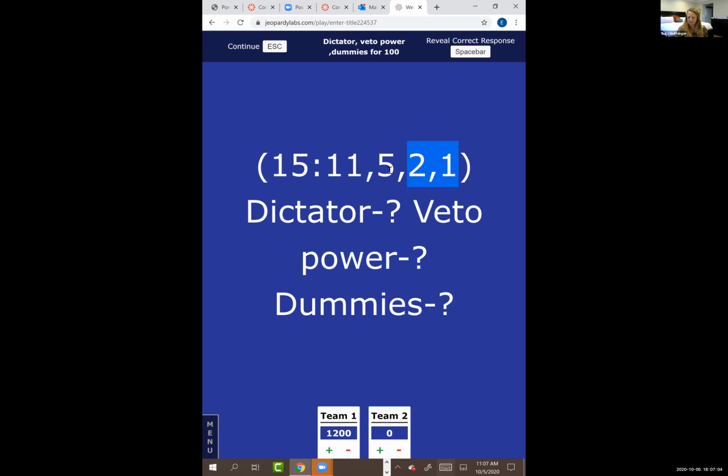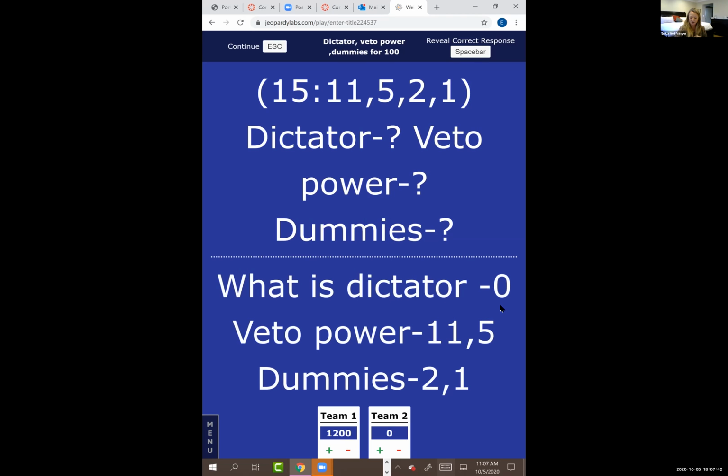And these people can never win without the first player. What about this second player? They're needed, right? So if they're needed, does this person have veto power? Yeah, 11 and 5 have veto power. So there's no dictator. The veto powers are 11 and 5, and the dummies are 2 and 1.